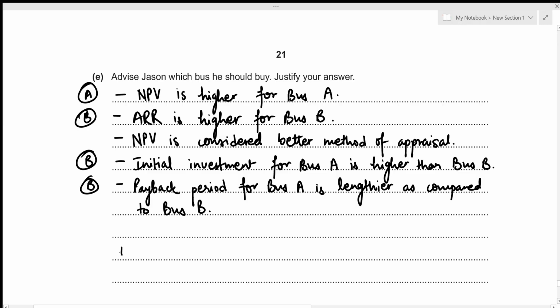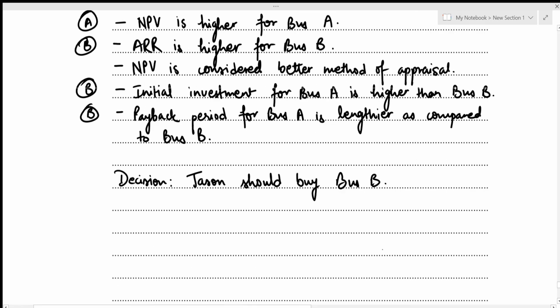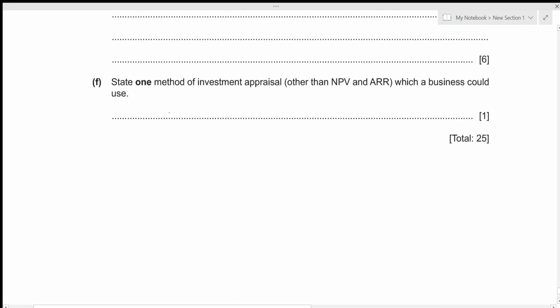So let's write our decision clearly. Jason should buy bus B. Okay, this concludes the 5th part. Now we can move to the 6th one. We need to state one method of investment appraisal other than net present value and ARR which a business could use. In the 5th part also, we included the payback period, so we can write it down. Alright, this concludes the 6th part of this question as well as this entire question.